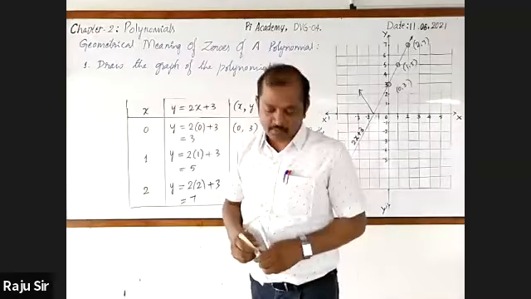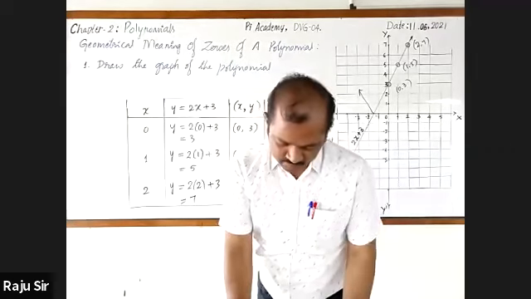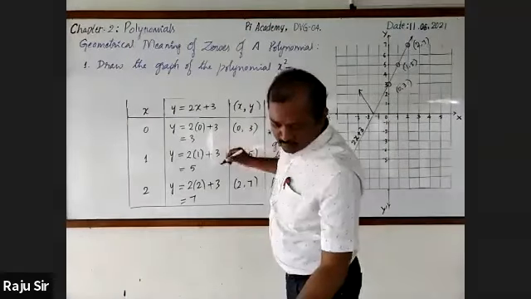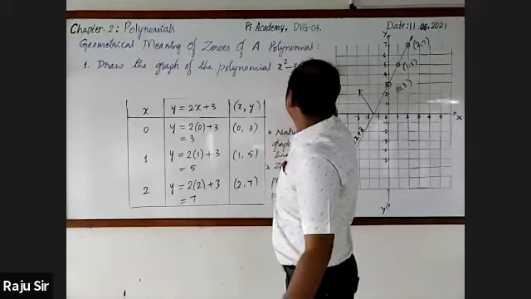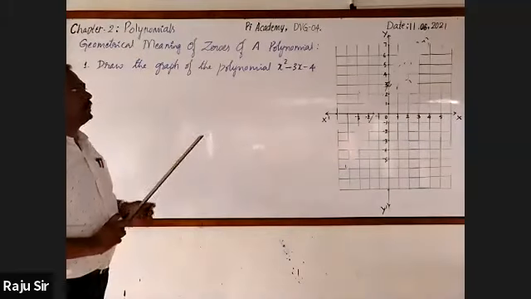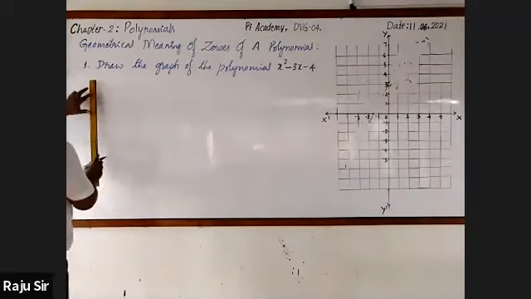Draw the graph of the polynomial x square minus 3x minus 4. Yes, you may start writing with me. Draw the graph of the polynomial x square minus 3x minus 4.